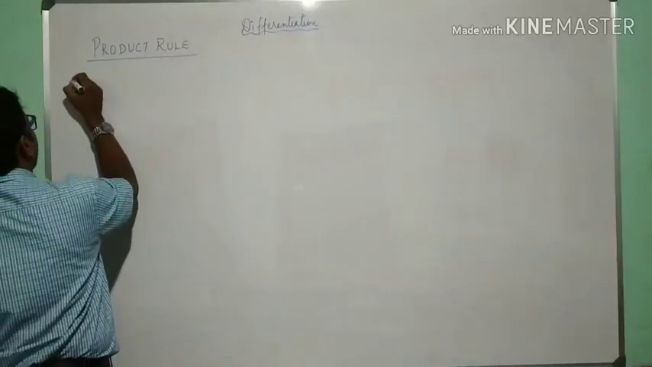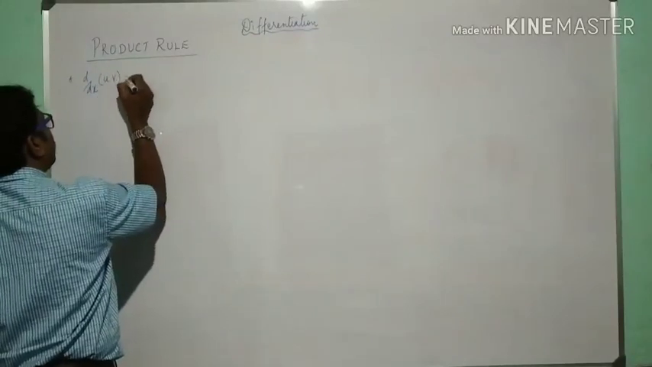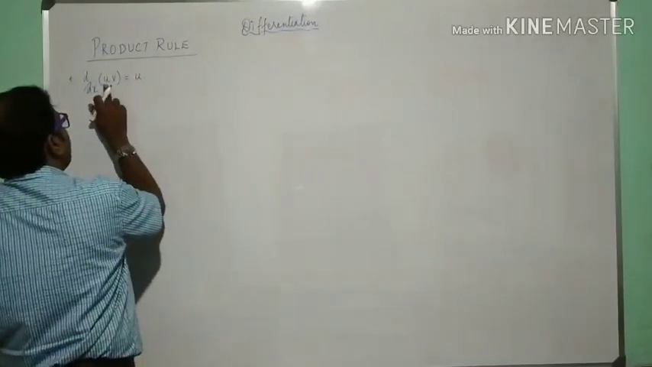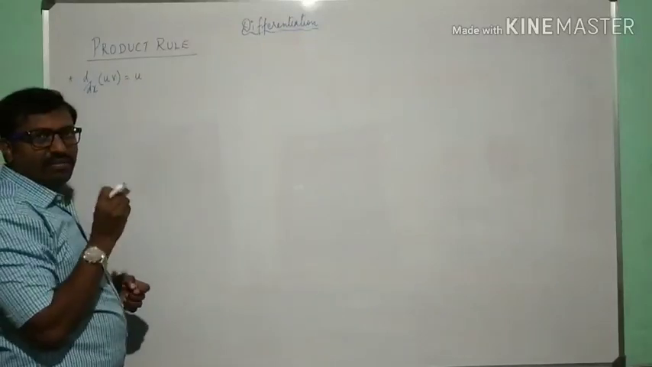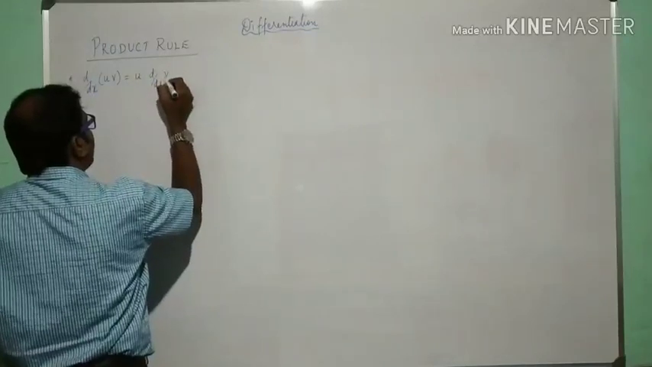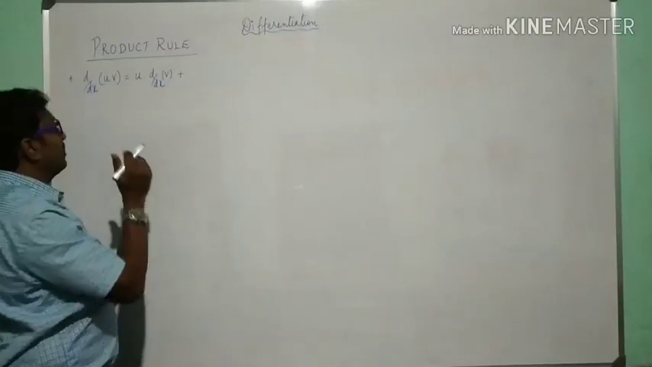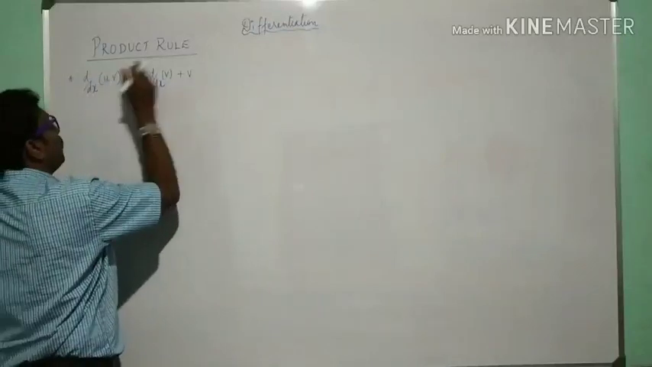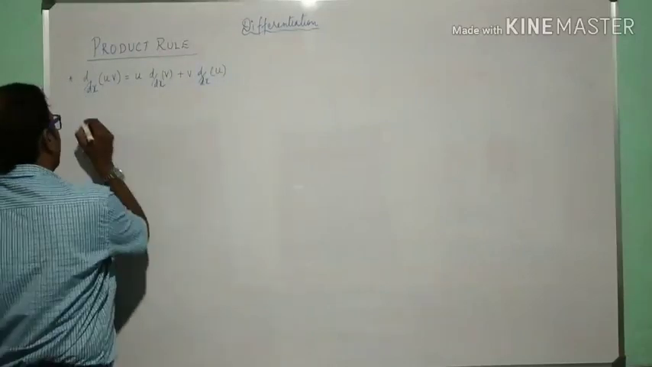The formula for the product rule is, for example, d by dx of uv, where u is the first function and v is the second function. Keep the first function as it is without finding the derivative. Now find the derivative of v, plus, now you reverse it. Keep the second function as it is without finding the derivative. Now find the derivative of u.